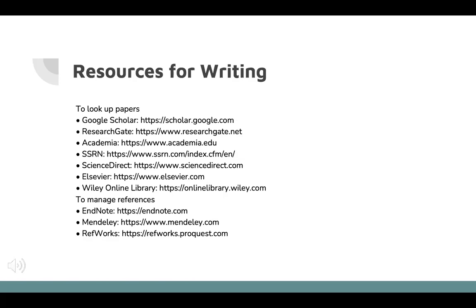So talking about the resources for writing papers, especially the literature review part, you can use Google Scholar, ResearchGate, Academia, SSRN, and Wiley Online Library. And you can even upload your own works in progress to ResearchGate, Academia, or SSRN so that the databases can help you disseminate your work to others.